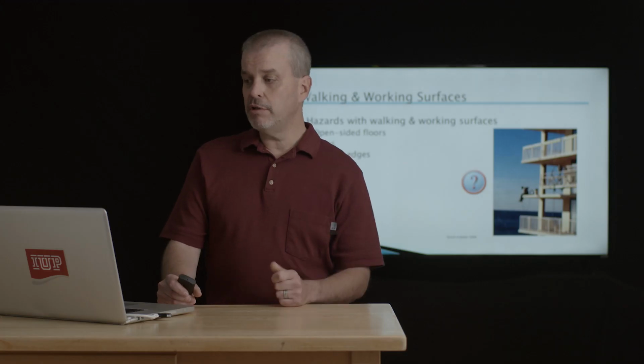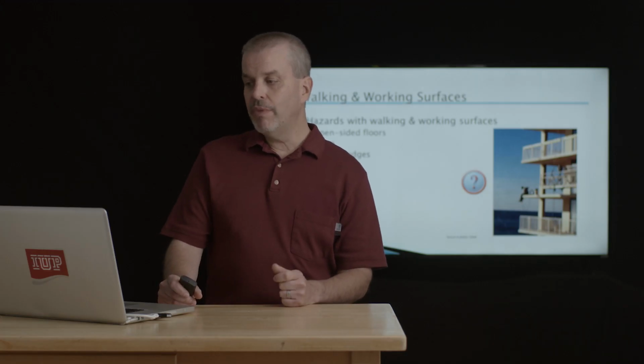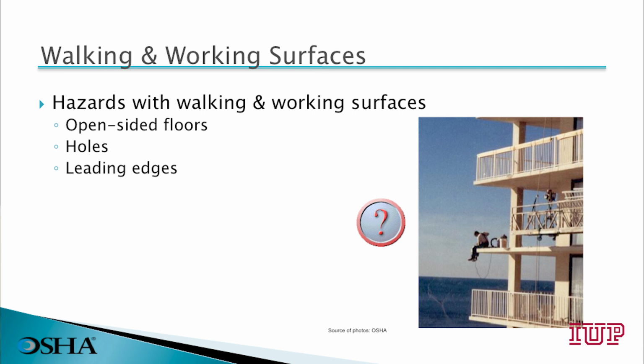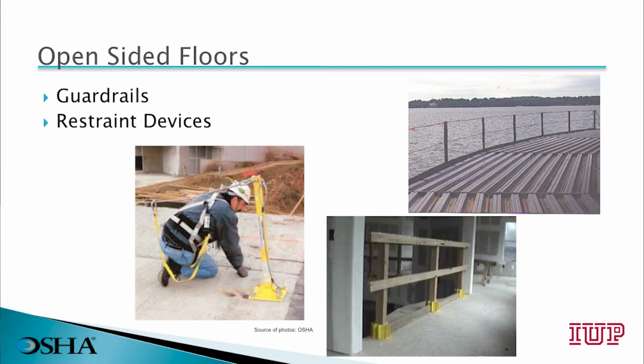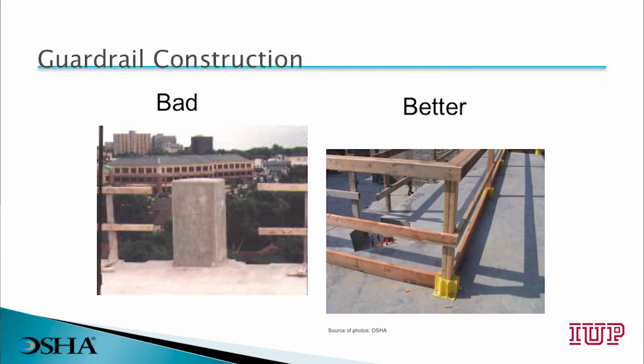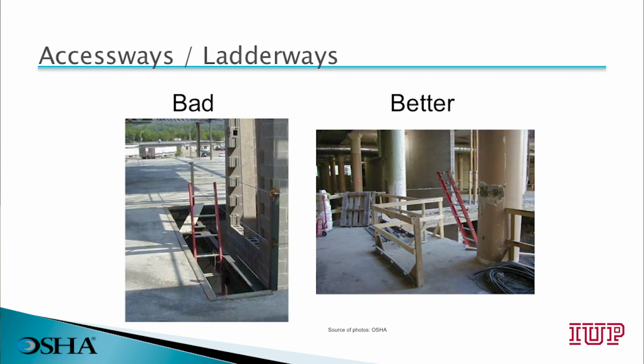So what are the hazards associated with walking and working surfaces? Anytime our work takes us near open-sided floors, any holes in the walking working surfaces, or any leading edges that we may be constructing. How do we protect those open-sided floors? Essentially through guardrails or restraint devices. Here's an example of a leading edge that is not properly protected, and an example of an opening that is protected through a standard guardrail. Here's another example of a floor opening for access with ladders.